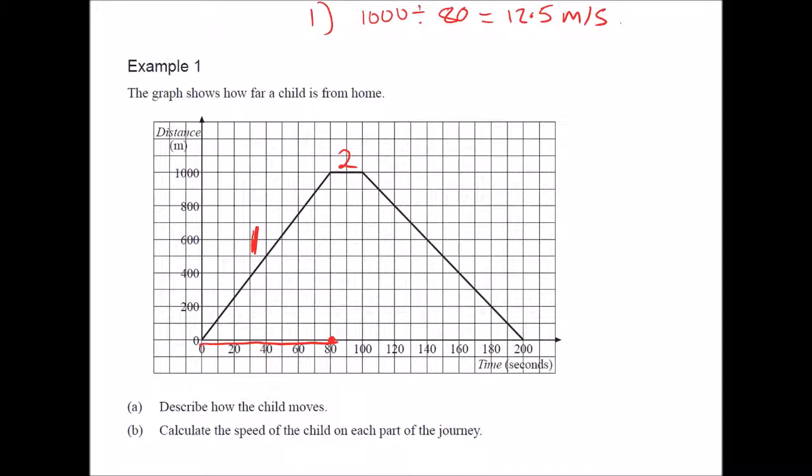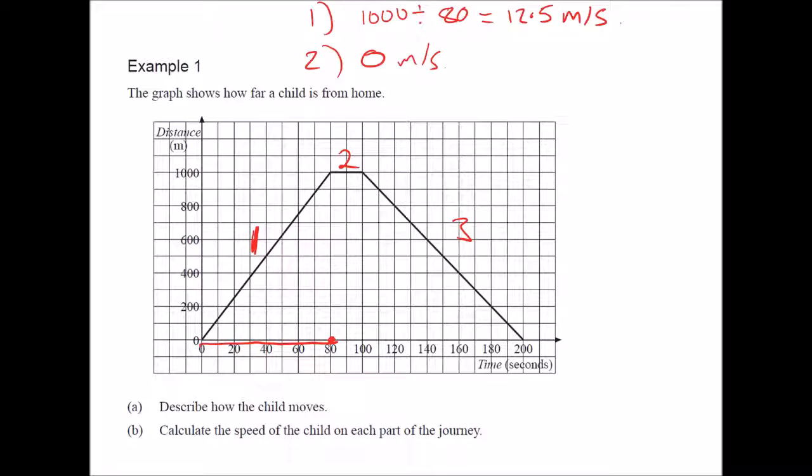Now, the second part of the journey was this part here. I've already mentioned this, there was no speed because we're not moving. The distance travelled is 0 at that point. So that is a speed of 0 meters per second. The third part of the journey we can work out. Let's think about this. Just because we're going in the opposite direction, it doesn't mean we should have negative speed. It doesn't really make any sense.